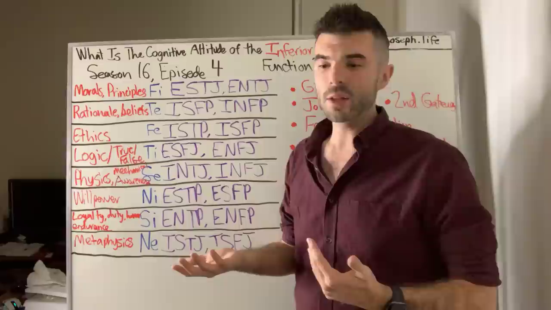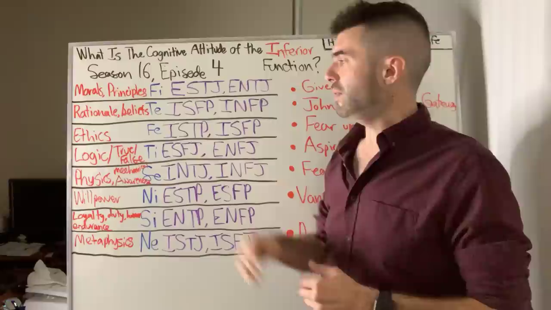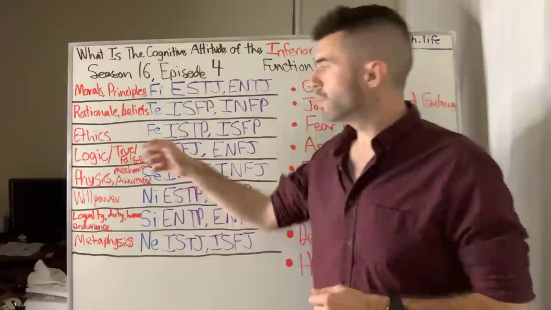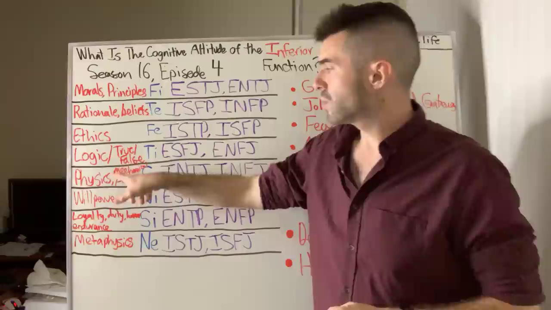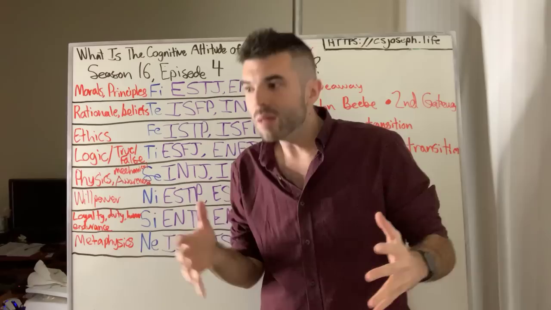Then we have extroverted thinking. It is known as rationale and beliefs. Extroverted feeling is ethics. Introverted thinking is logic, aka true-false awareness. Extroverted sensing is knowledge or awareness of physics, or the mechanical awareness, or awareness of the moment, everything that's happening in the moment, what other people are doing, giving sensations to other people, etc.